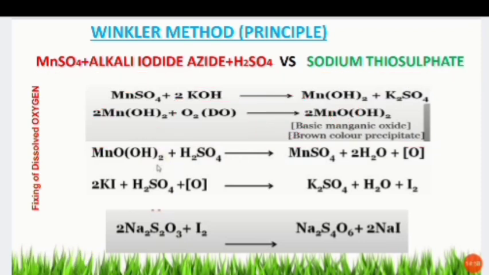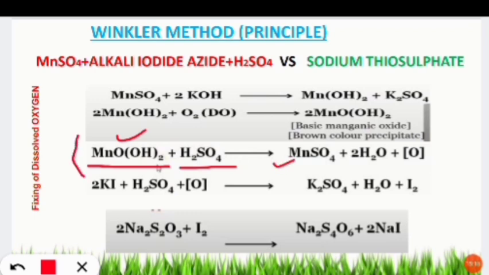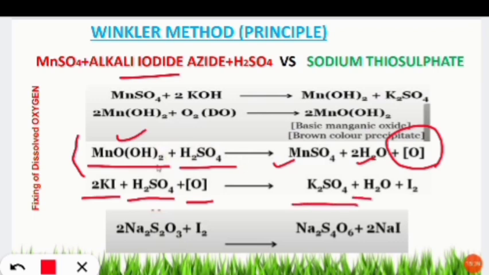What happens next is that MnO(OH)2 is holding our main thing, the main boss, that is oxygen, which we are going to calculate. Then when it is added with H2SO4, as we have known that we have to add H2SO4, the precipitate is dissolved and it breaks down into MnSO4, water and oxygen. This oxygen is called nascent oxygen. You should remember this is called specifically nascent oxygen. In the next step, the fourth step, the KI is there. As I have said, alkali iodide. So KI from the alkali iodide reacts with H2SO4 along with the nascent oxygen to give K2SO4, water and iodine.